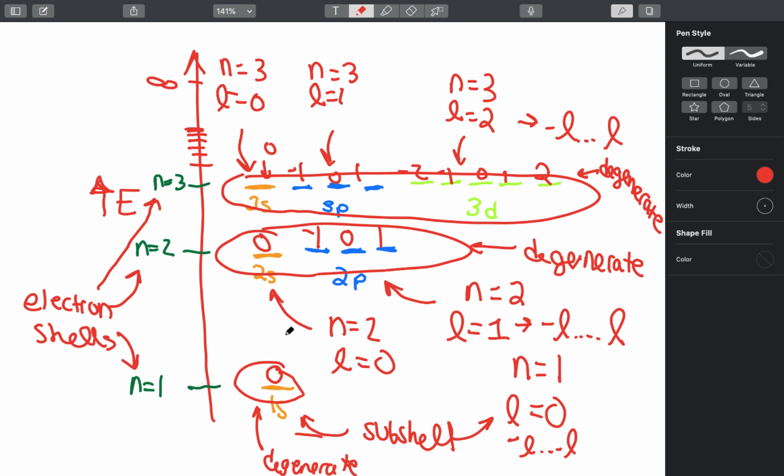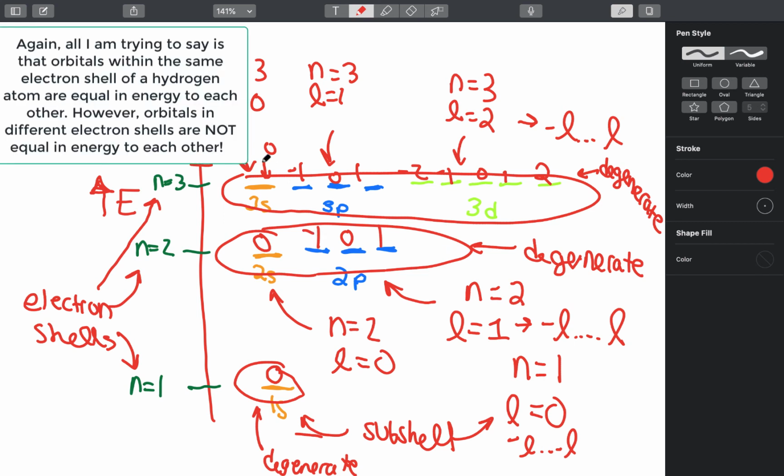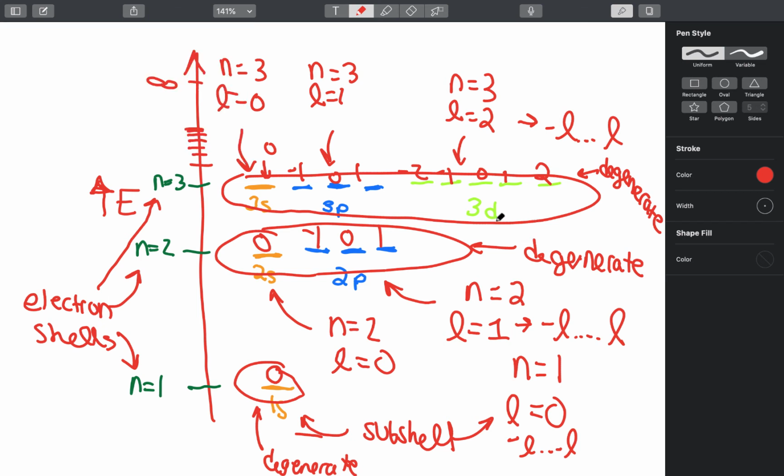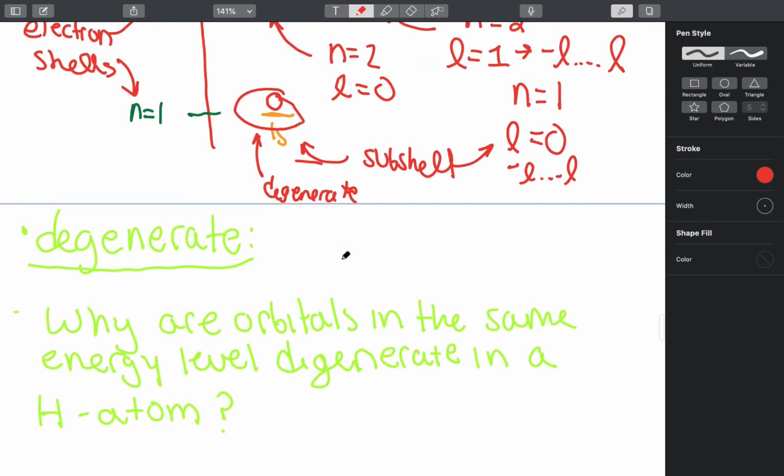Now, it's important to note that the 1s orbital has less energy than the 2s, the 2p, the 3s, the 3p, and the 3d. However, it's also important to note that the 2s orbital has the same energy as the 2p orbital, and the 3s orbital has the same energy as the 3p and the 3d. So all of the subshells within a particular energy level are degenerate in an H atom. Degenerate means the same energy.